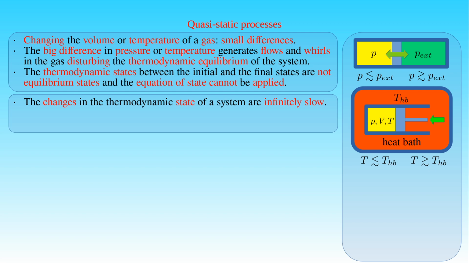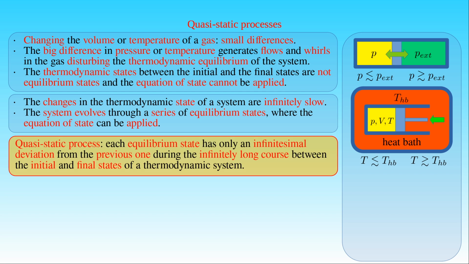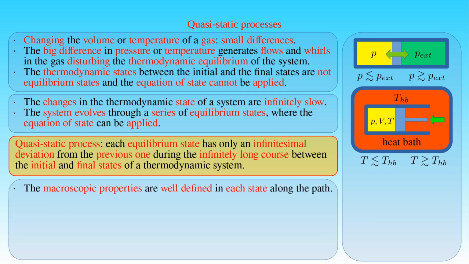It evolves through a series of equilibrium or static states, in which the equation of state can be applied. Such a thermodynamic process is called quasi-static process, where each state has only an infinitesimal deviation from the previous one during the infinitely long course between the initial and the final states of the system. In equilibrium, a thermodynamic system has well-defined values of macroscopic properties such as the temperature and the pressure of the system at each instant of the process. Therefore, a quasi-static process is represented by a well-defined path in the state space of the system.